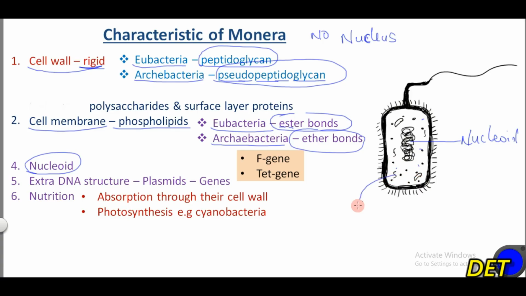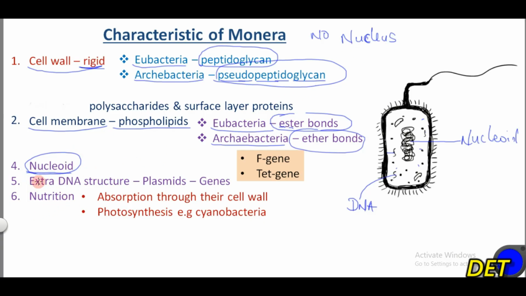So this is a DNA material. This is also another DNA material. This is a DNA material. So when you have a collection of these DNA materials together, we refer to that as a nucleoid. So what the kingdom Monera have is a nucleoid and not a nucleus, right?